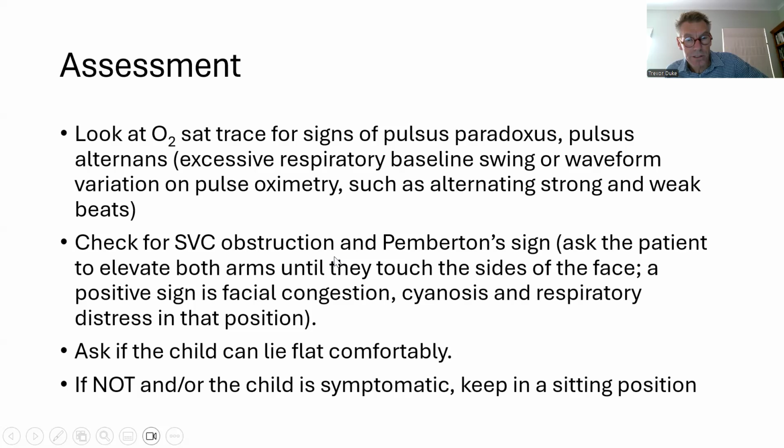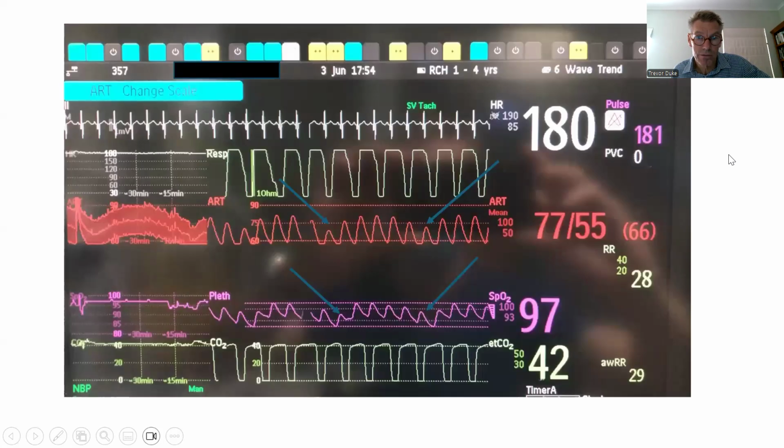You should check for SVC obstruction. There's a sign called Pemberton's sign, which you may know about. If you ask a child to elevate both their arms until they touch the side of their face, then a positive sign is that you get facial congestion or cyanosis or respiratory distress. And you can ask the child if they're comfortable lying flat. If the child's not comfortable lying flat, then leave the child sitting up or being propped up on pillows in a sitting position. That's very important because they may get obstruction if they lie flat.